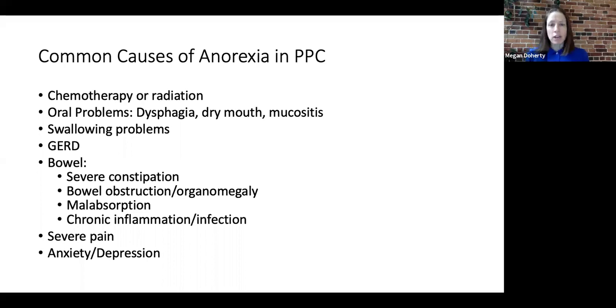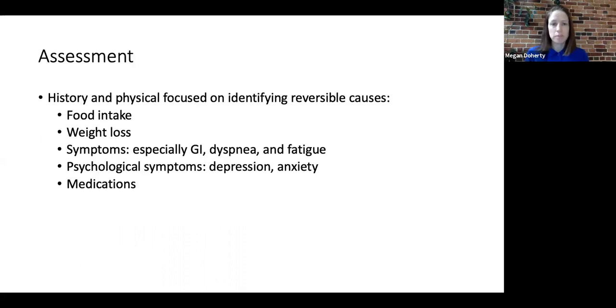Other common causes of anorexia in pediatric palliative care include chemotherapy or radiation, oral problems such as dysphagia, dry mouth and mucositis, and swallowing problems, gastrointestinal reflux, bowel issues including severe constipation, obstruction, organomegaly, malabsorption, and chronic inflammation or infection. Severe pain as well as anxiety and depression can also lead to anorexia.